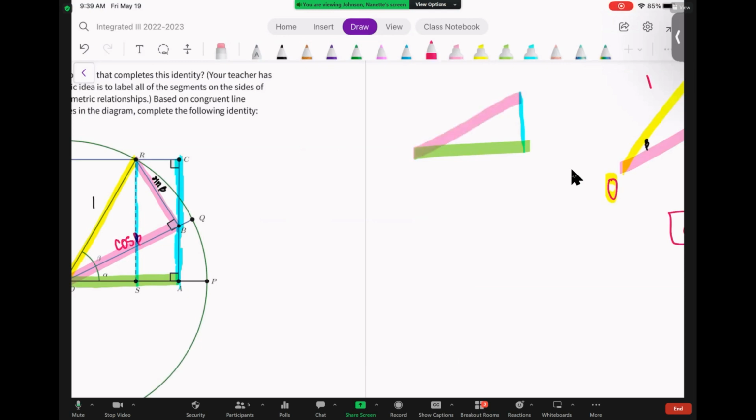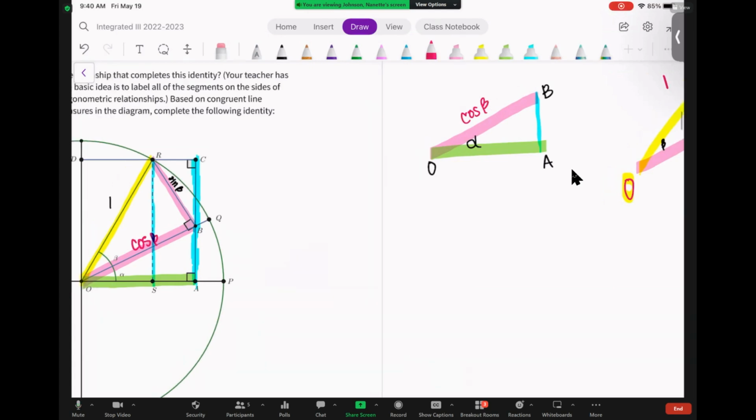And then let me label it. This is alpha in here. This is O, A, B. I know that this side here is cosine beta from our other learning. And now I'm just going to look for the blue side and the green side. And actually, in reality, I probably don't even need the green side. But I might as well find it right now, because if I find it right now, then I might later on need it.